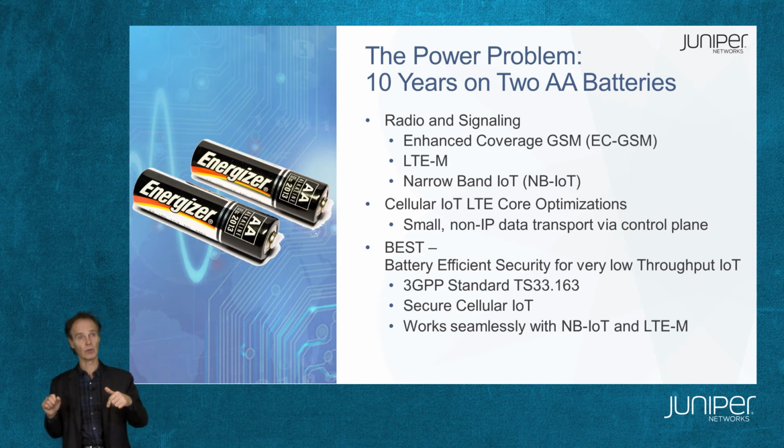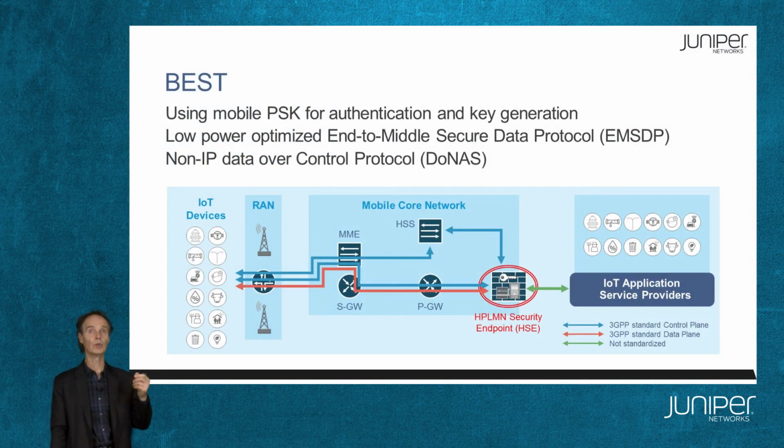In the security group, we started work to change the way we do security for IoT devices, to also optimize that, getting rid of certificates and IPsec, and then creating a new protocol. This new protocol is called BEST. For short, it stands for Battery Efficient Security for Very Low Throughput IoT Devices. And the standard is coming out middle of 2018. So let's see how BEST works.